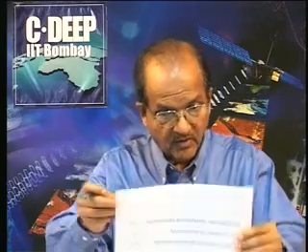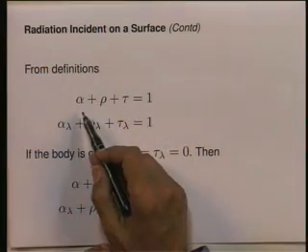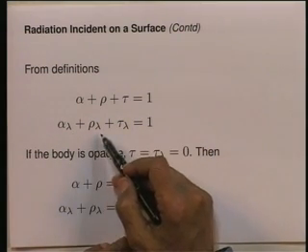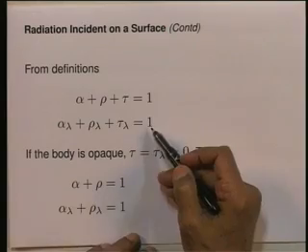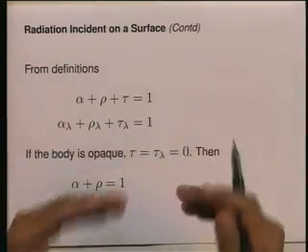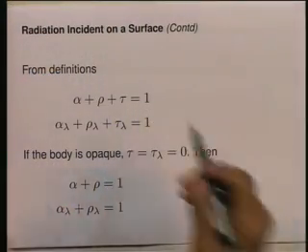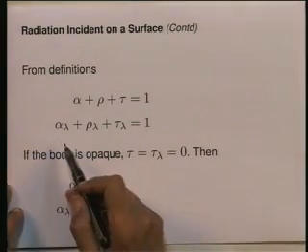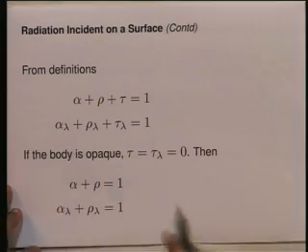Okay. Therefore, it follows from the definitions that alpha plus rho plus tau must be equal to 1, and alpha lambda plus rho lambda plus tau lambda must also be equal to 1. That follows from the definitions, because only three things can happen to the radiation. It can be absorbed, it can be reflected, or it can be transmitted, and the sum of the three fractions has to add up to 1. For all the incident radiation, these three things can happen. So, alpha plus rho plus tau is 1, alpha lambda plus rho lambda plus tau lambda must be equal to 1.